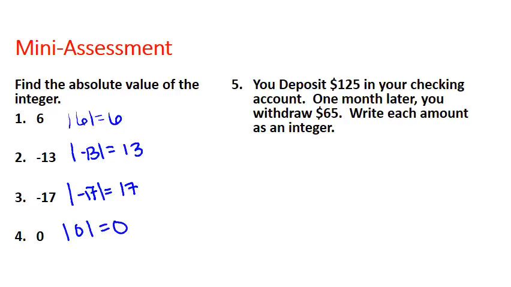Now you deposit $125 in your checking account. 1 month later, you withdraw $65. Write each amount as an integer. So if we are going to deposit $125 into your checking account, we're going to be increasing the amount in that account. So it's going to be a positive 125. 1 month later, as you withdraw $65, you're going to be taking out $65. So you're going to be subtracting $65. So it would be -65 as an integer.